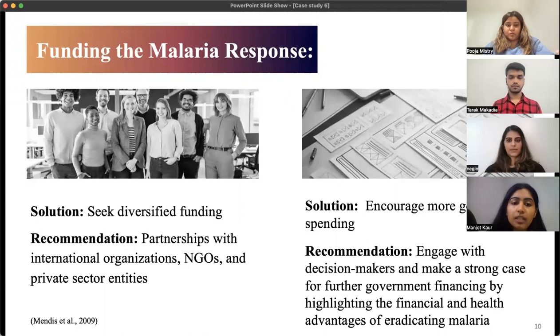The second one is to encourage more government spending. I recommend to engage with decision makers and make a strong case for further government financing by highlighting the financial and health advantages of eradicating malaria.